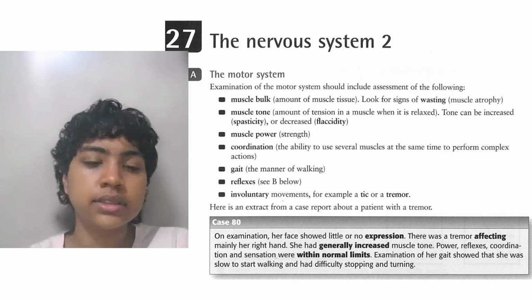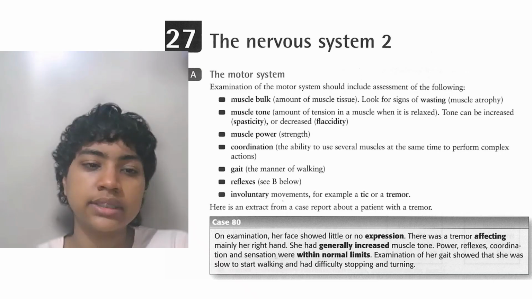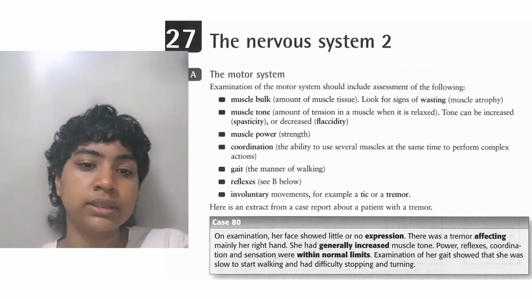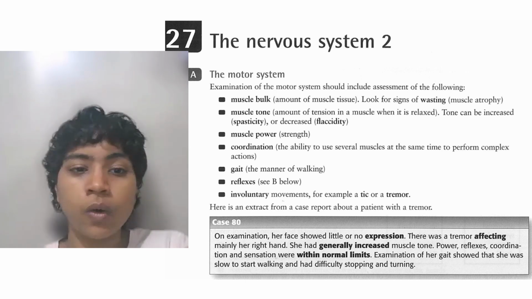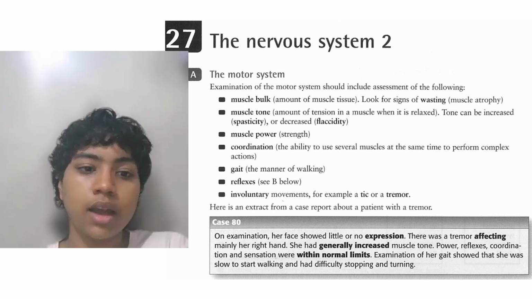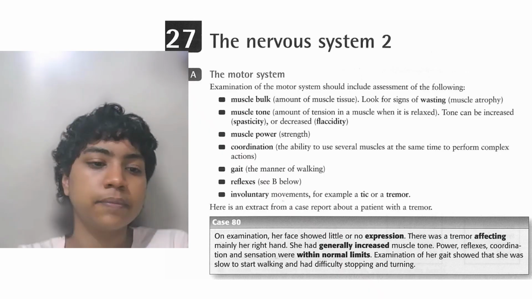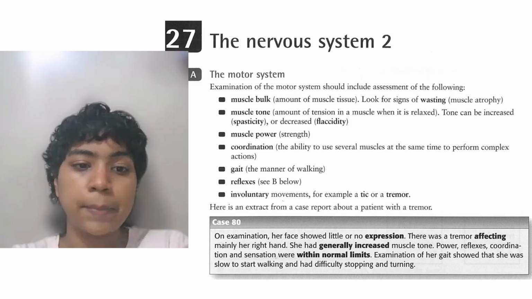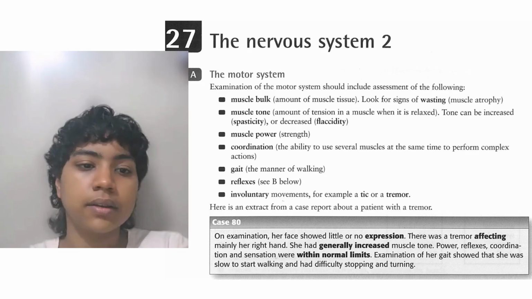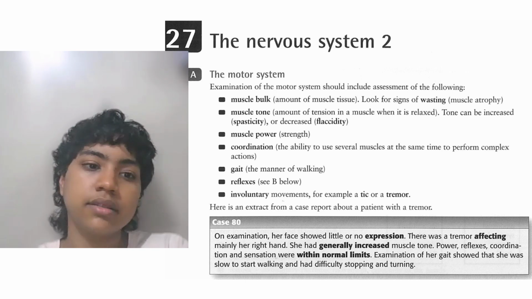The nervous system 2. The motor system. Examination of the motor system should include assessment of the following: muscle bulk, amount of muscle tissue. Look for signs of wasting, muscle atrophy. Muscle tone, amount of tension in a muscle when it is relaxed. Tone can be increased, spasticity, or decreased, flaccidity.